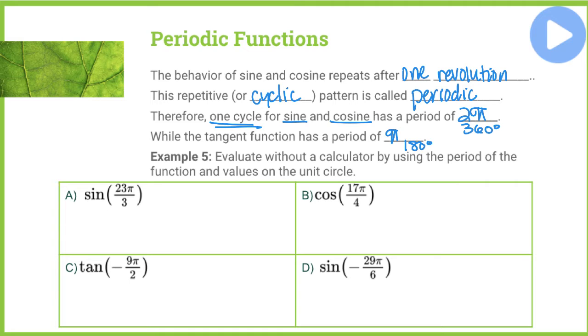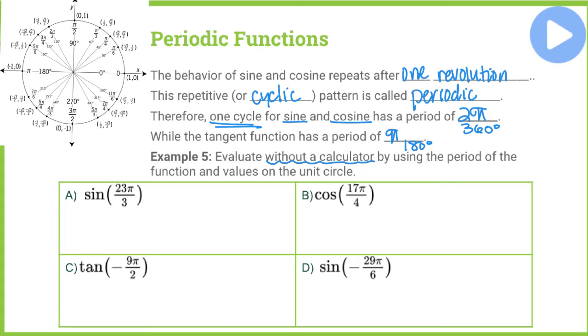So here we're going to evaluate without a calculator by using the period of the function and the values on the unit circle. So you're going to need your unit circle. For A, we're looking for sine of 23 pi over 3. Well, 23 pi over 3 is not on the unit circle.